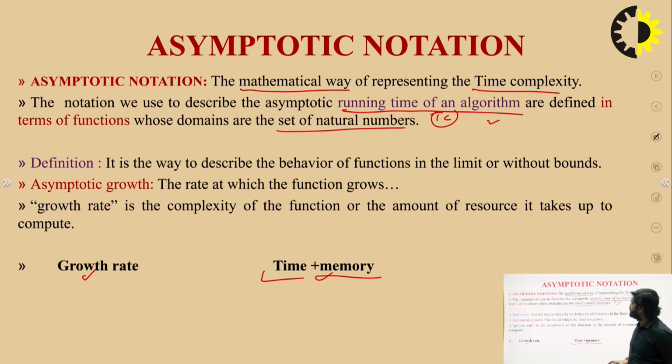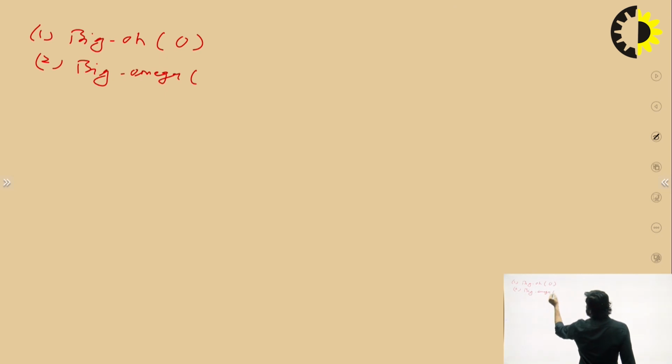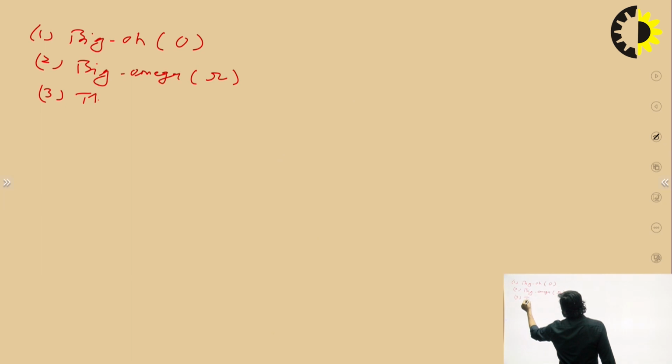Now we discuss the types of asymptotic notations. There are three types of asymptotic notation. First is defined as big O notation. Second one is big omega notation. Third one is theta notation, defined as theta.